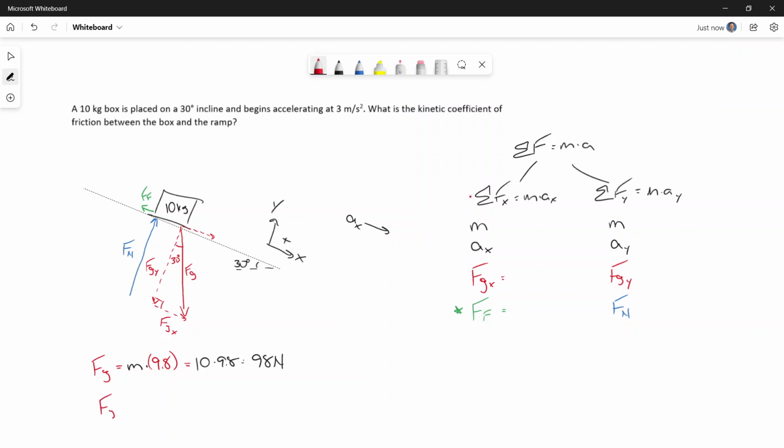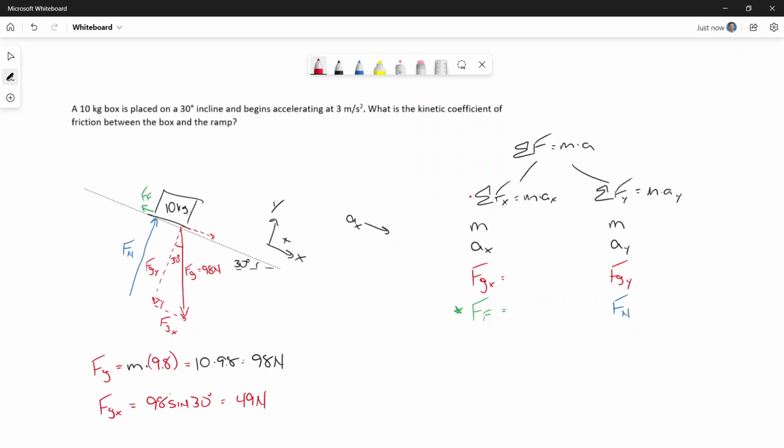Well, if you look at that triangle and we try to find the pieces, the x piece is the opposite piece to that 30-degree angle. And we have the hypotenuse Fg, which is now 98. We're going to write 98 in here. So for Fg in the x, we're actually going to use the sine function to find that. And so we're going to do the sine of 30 is equal to Fg in the x over 98, or 98 sine of 30 degrees is equal to Fg in the x. And that's going to be down the ramp. Sine of 30 is 1/2, so we have 49 newtons of gravity acting down the ramp.